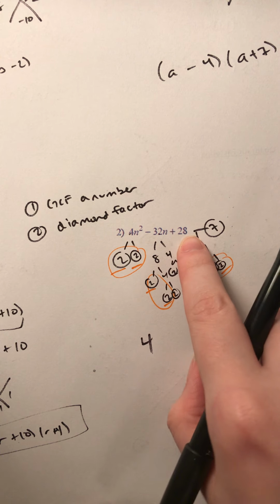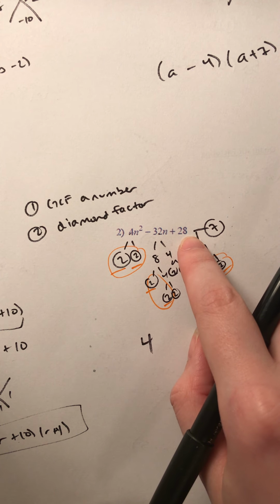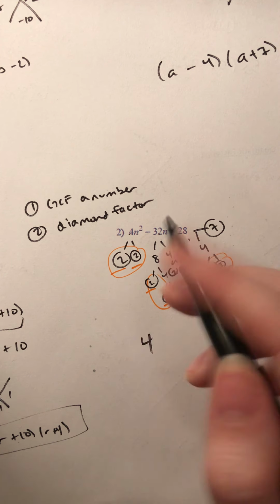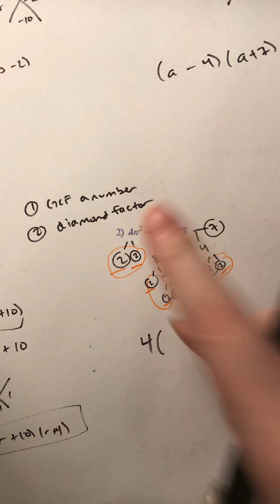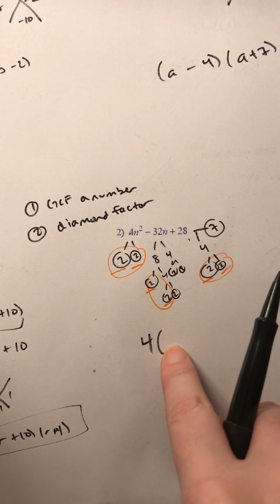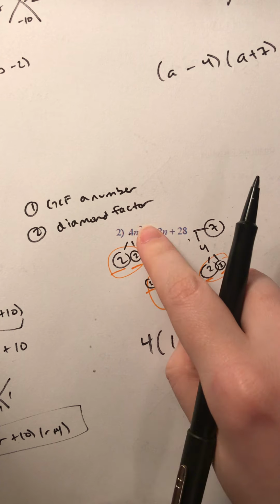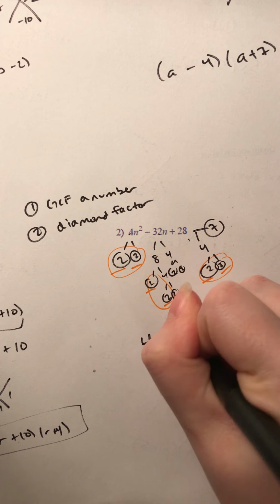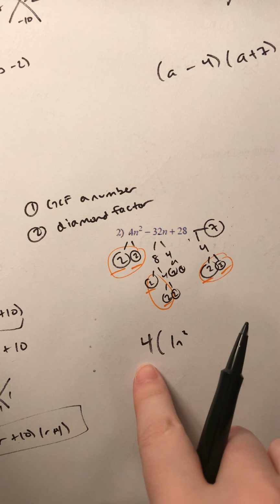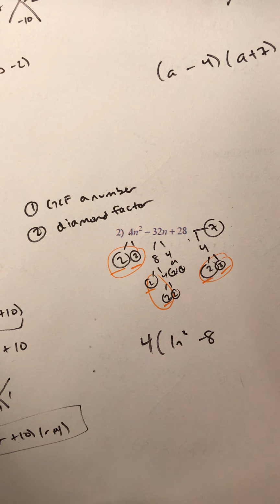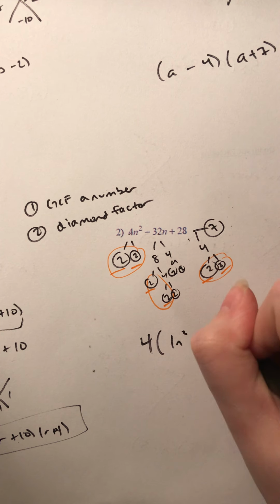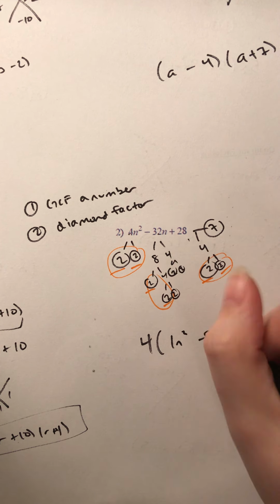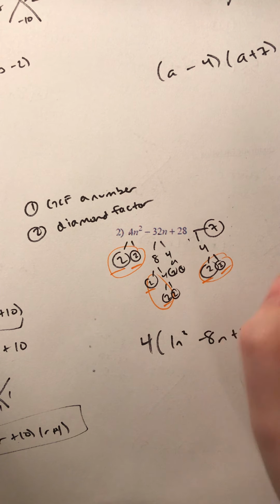N squared, n, and then, oh no, there's no n's. So we can't take any n buddies out. So we're just going to take out the 4. What's left over? We divide. 4 divided by 4 is 1. N squared, we didn't take any out, so n squared. Negative 32 divided by 4, negative 8. Started with an n, didn't take any out, so there's an n. 28 divided by 4, 7. No n's. All right, and then what's left here should diamond factor.